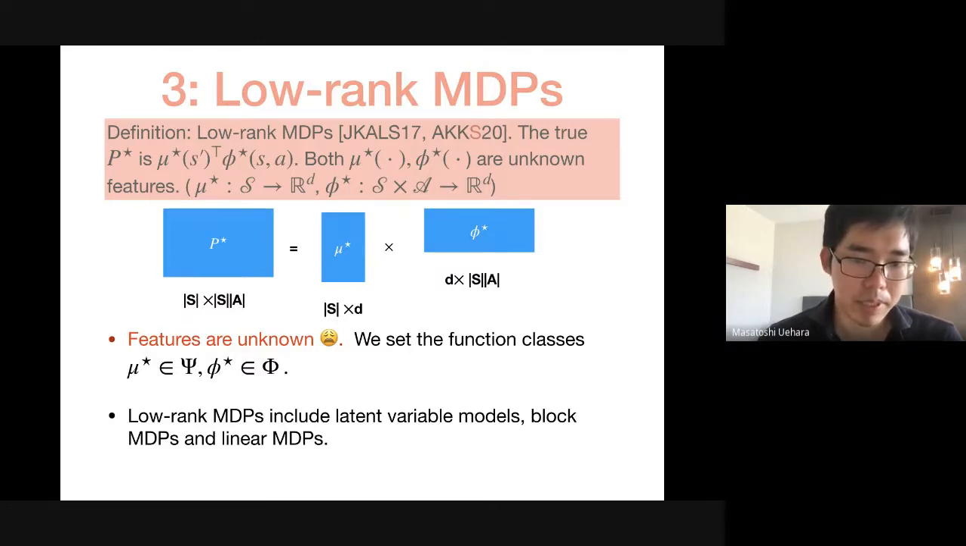Low rank MDPs include many models, like latent variable models, block MDPs, or linear MDPs. Some people call low rank MDPs basically linear MDPs, but I want to emphasize that here low rank MDPs are different from linear MDPs because I don't assume that features are known. So the challenge here is that we need to learn the features from the data.